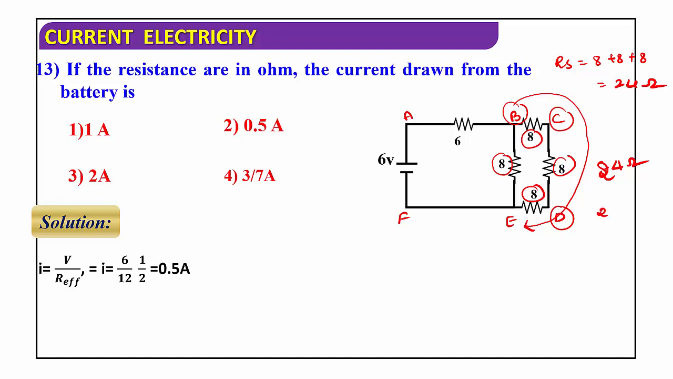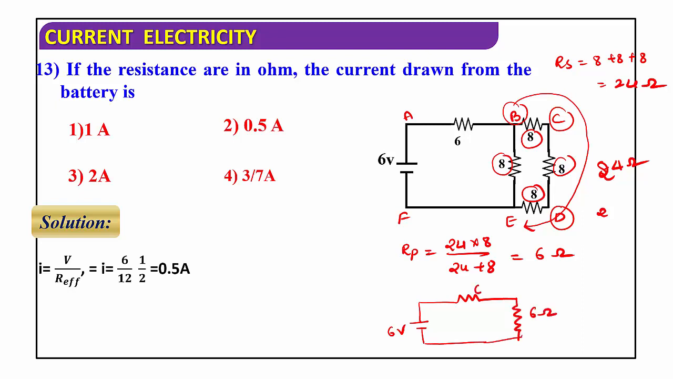For this, Rp equal to R1 into R2 divided by R1 plus R2, that is 24 into 8 divided by 24 plus 8. Solving this equation, we get the answer 6 ohm. Now I am going to redraw this diagram. This is the 6 volt battery. 6 ohm is connected. So I have solved this value. We got only one resistor, a 6 ohm resistor. This is also 6 ohm. This is the network, so they are connected in series. Now we can write 6 plus 6 is equal to 12 ohm. Now I want the current drawn from the battery.